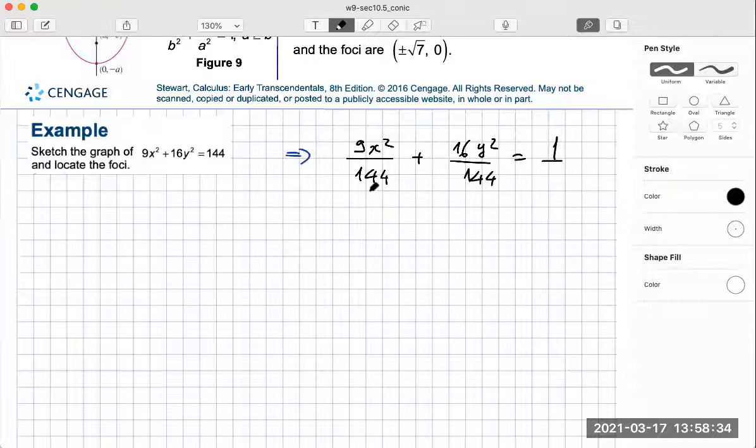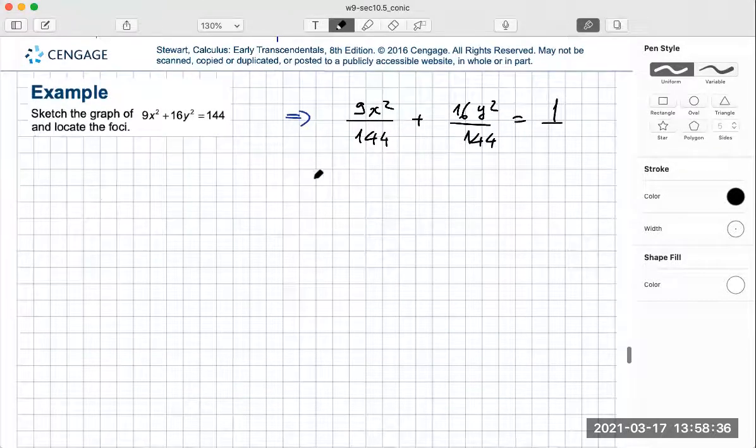Then use your calculator and compute here. So we can rewrite this one in terms of this, it will be x squared divided by, what is it?